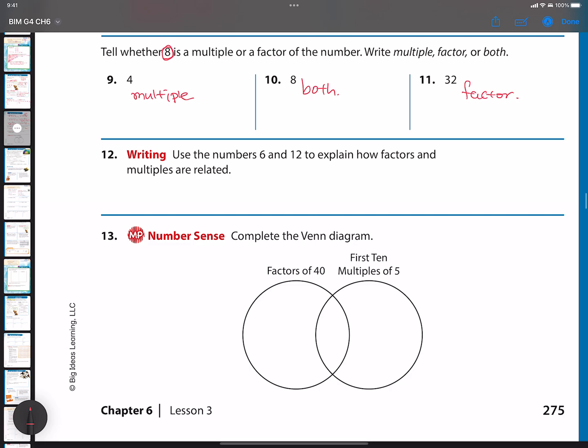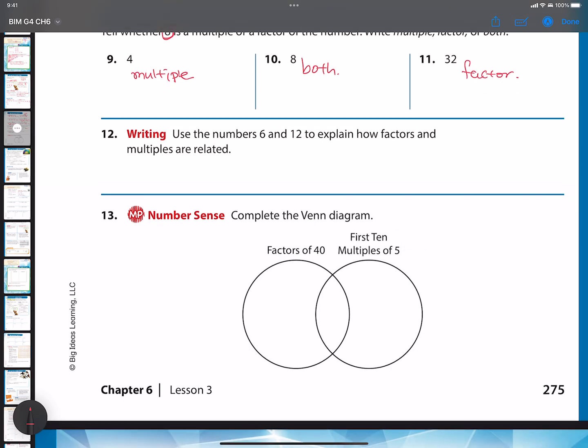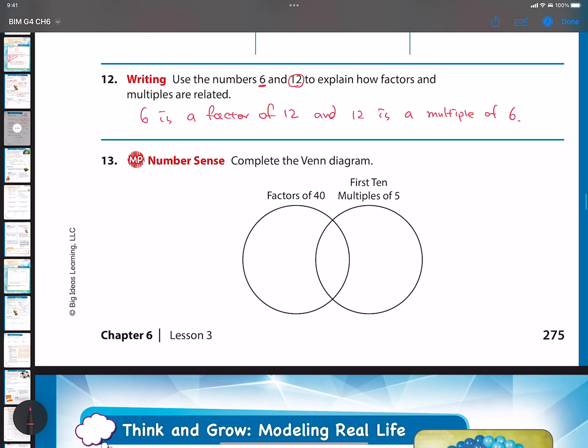Now use the numbers 6 and 12 to explain how factors and multiples are related. So 12 is a multiple of 6, and 6 is a factor of 12. That's what we know. So 6 is a factor of 12, and 12 is a multiple of 6. Make sense?